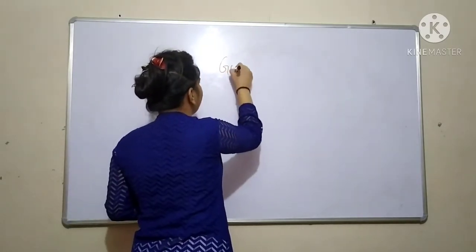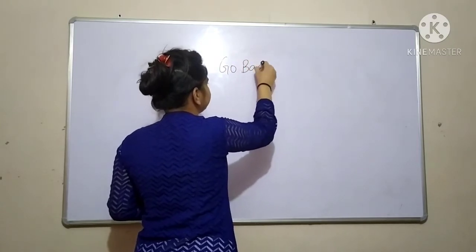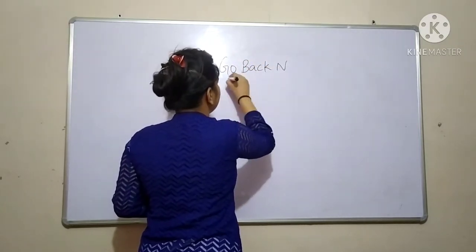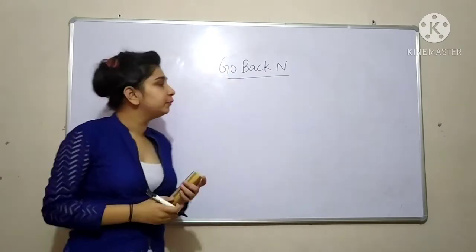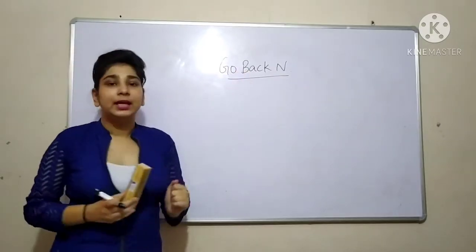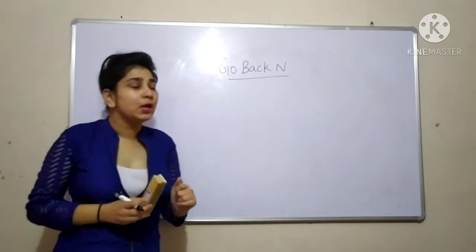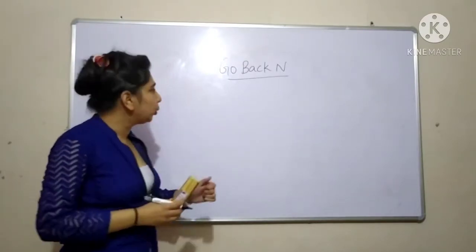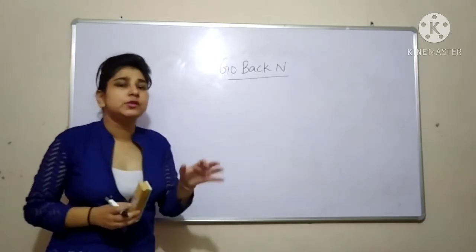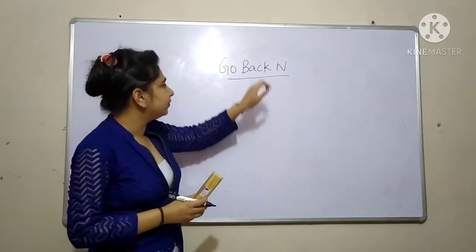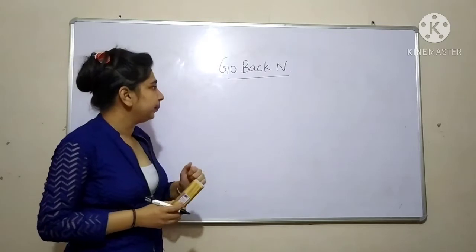In today's video we are going to discuss the second flow control algorithm, which is Go-Back-N. So this is our second flow control method. In stop and wait, the efficiency was very low. So we try to improve the efficiency of stop and wait with the help of Go-Back-N.